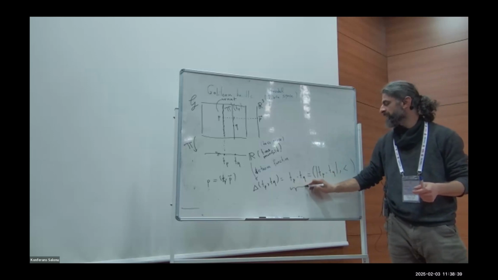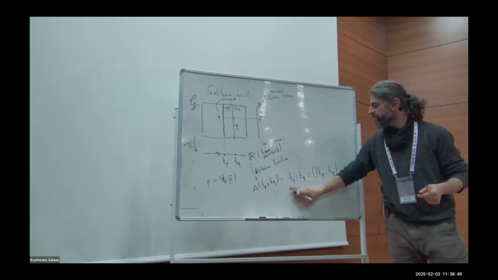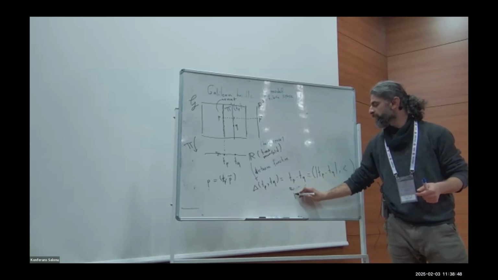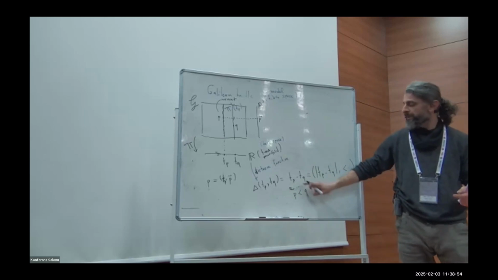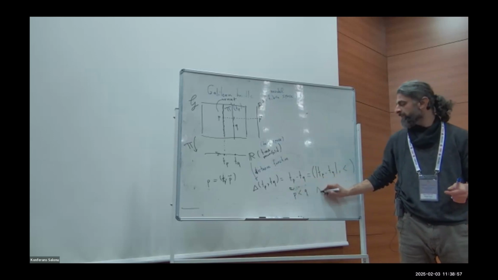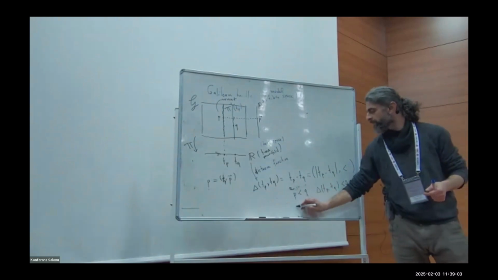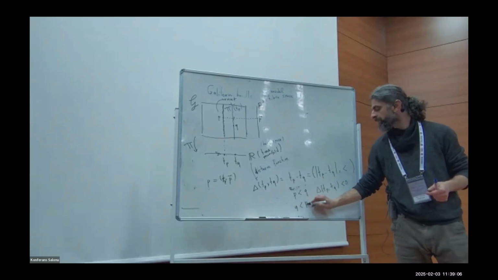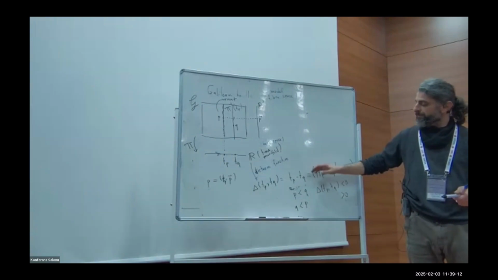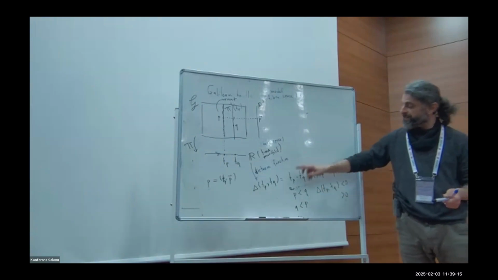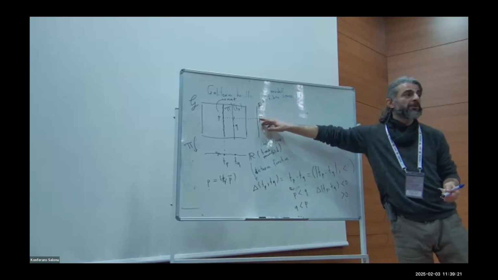So P is causally before Q if this number is negative, or if this is positive. So we use the metric on the base to order the events chronologically.